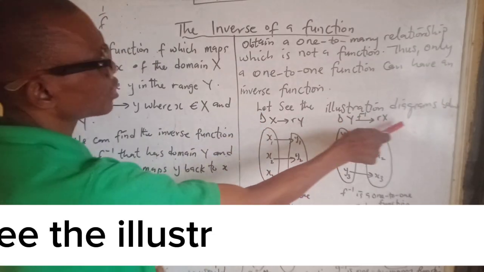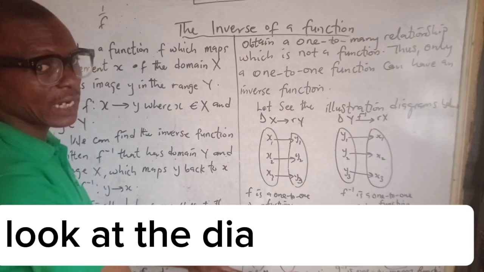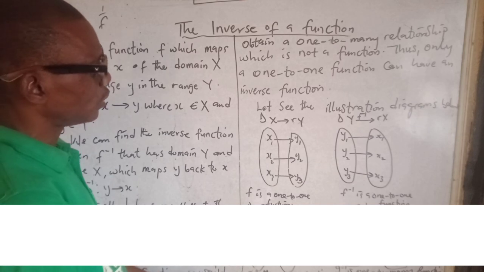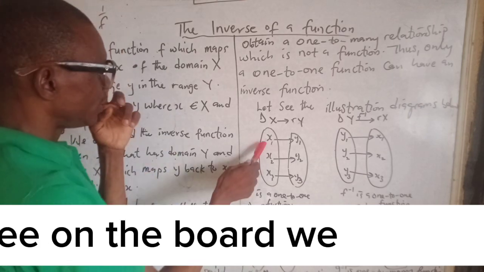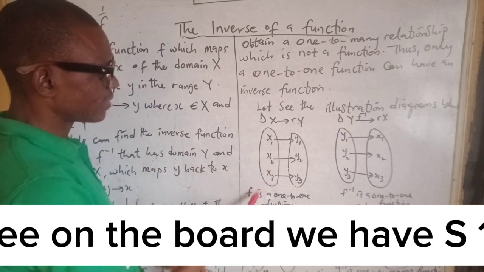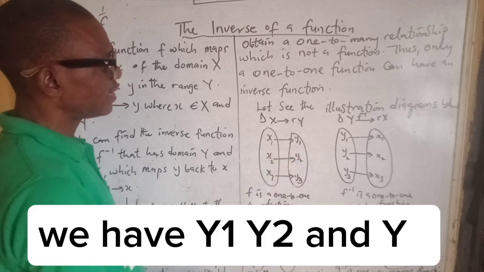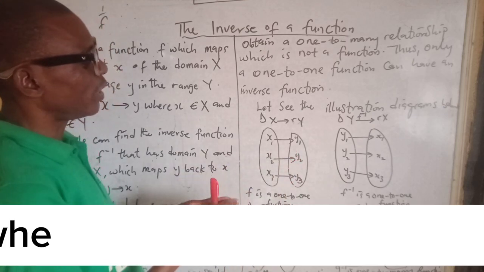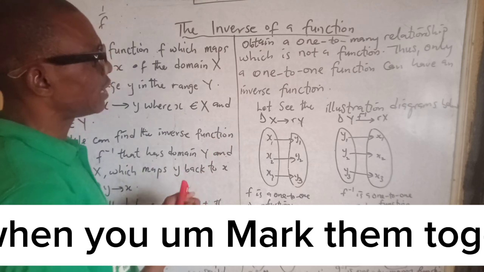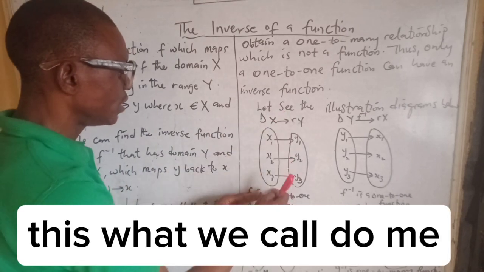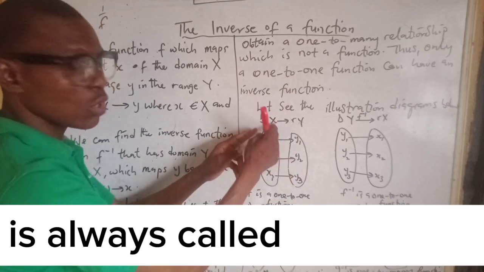Let's see the illustration diagram below. Look at the diagram below. As you can see on the board, we have x1, x2, x3. We have y1, y2, and y3. Now, when you map them together, this is what we call the domain. This first one is always called what?